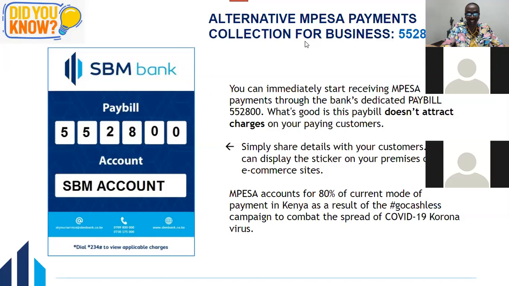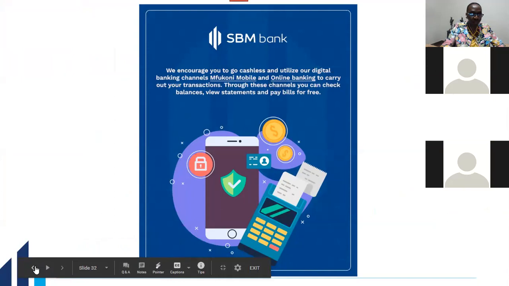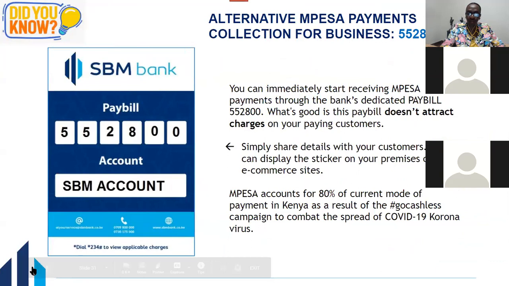So in case you're stuck and you don't have your own dedicated pay bill or till number, you can immediately start using the bank's pay bill, 552-800, instead of receiving money to your M-Pesa number. You can display this and say, tuma tu kwa 552-800, then the account number is your 13-digit SBM account. This is for those who are receiving a lot of customers saying Nataka kulipa na M-Pesa, and the only option you have is telling them to pay to your mobile number. You can alternatively tell them to pay straight through the pay bill, putting your SBM account details, especially if you have high volume transactions and the 300 daily limit is an inconvenience to you. This is a really good alternative for that solution.